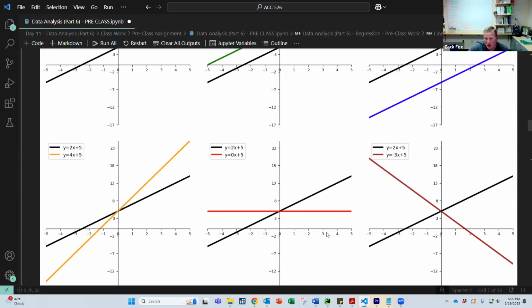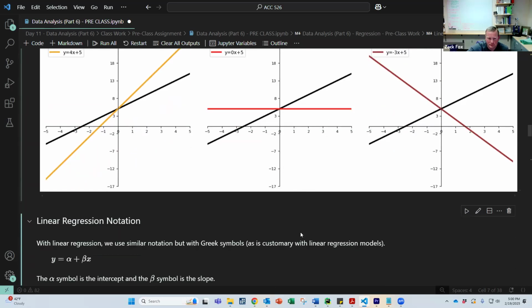Similarly, if we don't have any slope at all, so the slope is equal to 0, it's essentially going to produce a horizontal line at 5, which is what our red line is here. And similarly, if we have a negative slope, in this case -3x plus 5, we're still going to cross the y-axis at the same intercept, but our slope will be downward rather than upward because we have a -3x.